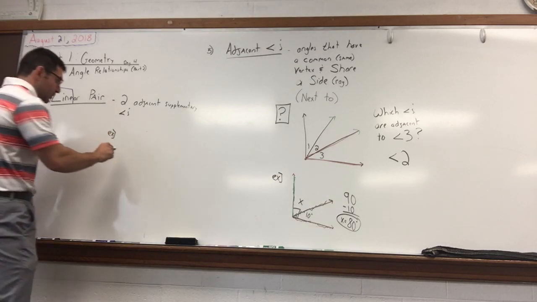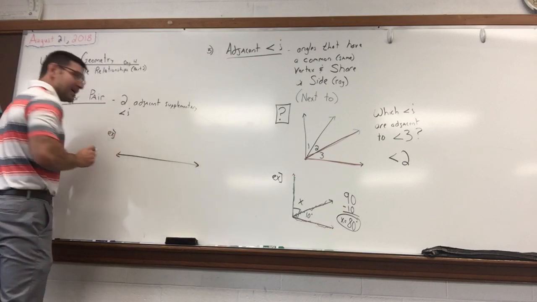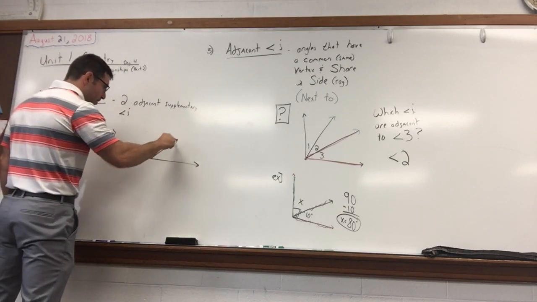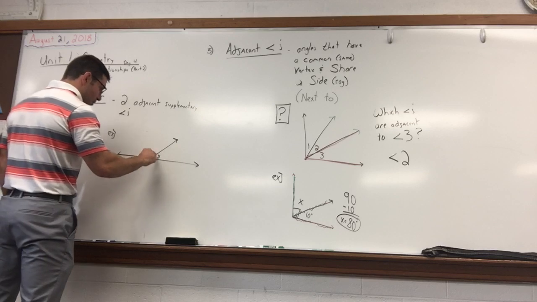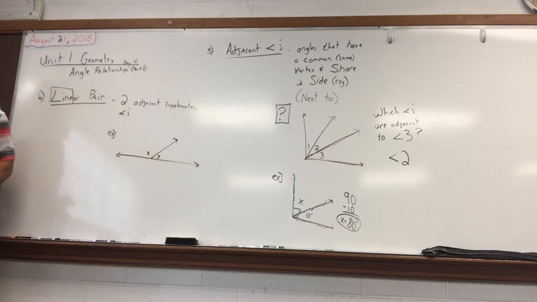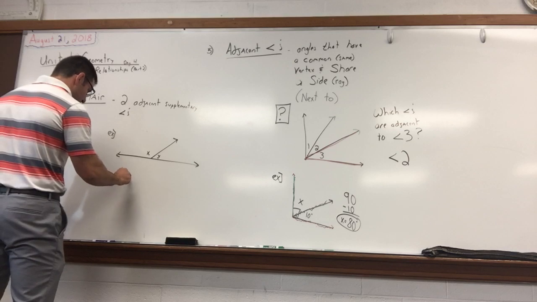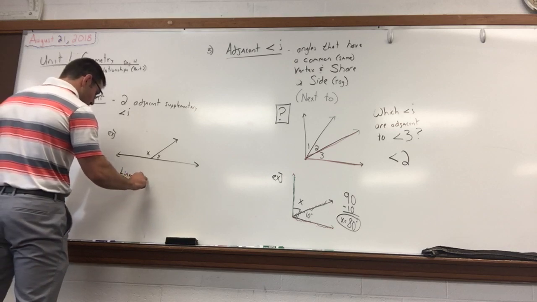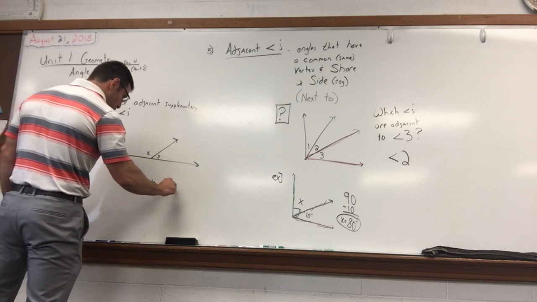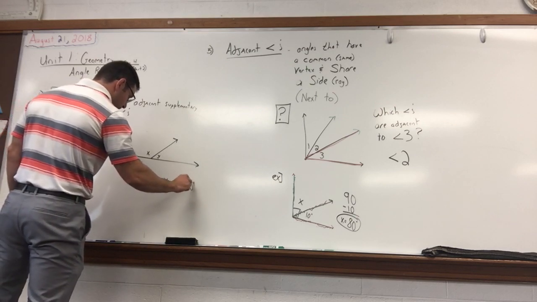So here's an example of a linear pair. Is there a line? Are there only 2 angles? X, Y. Those are a linear pair. We know x plus y has to equal what? What does x plus y have to equal, Izzy? 180. So we can say linear pair: x plus y equals 180 degrees.